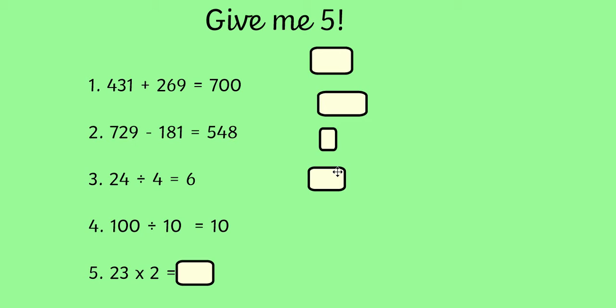And last one then, 23 times 2. I would do the times the ones, times the 10s. So 3 times 2 is 6. 20 times 2 is 40. So we get 46. Well done if you got any of those right.